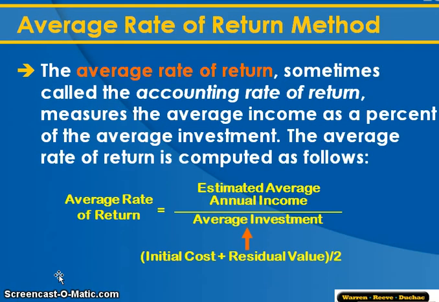Okay. So the first method we're looking at is the average rate of return method. The idea is you're trying to decide how much income an investment is going to bring you as a percentage. The calculation isn't too difficult. It's your expected average annual income divided by the average investment, which is the initial cost of the investment plus any residual value, divided by 2.